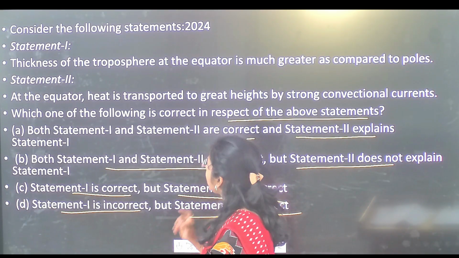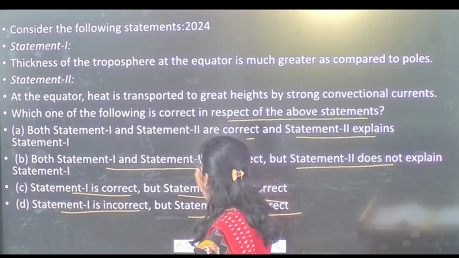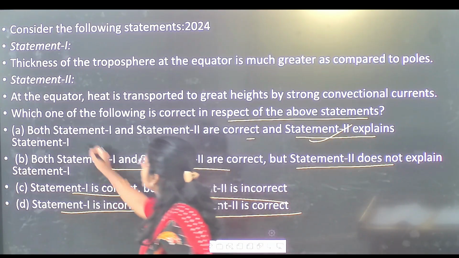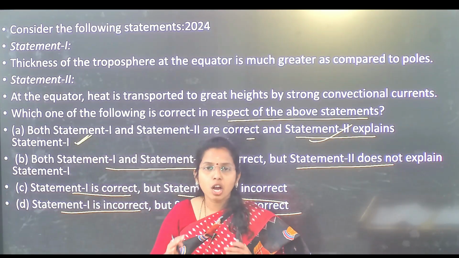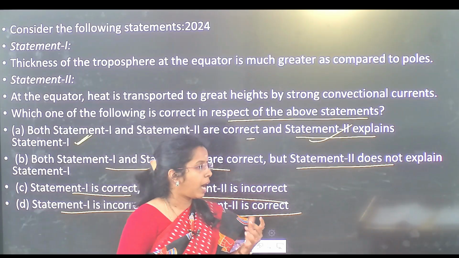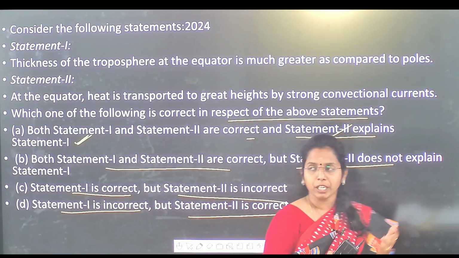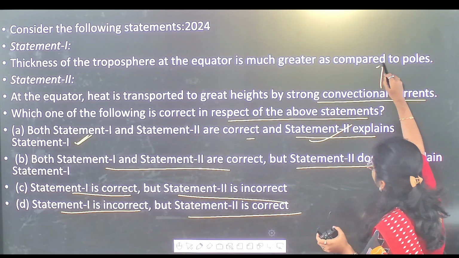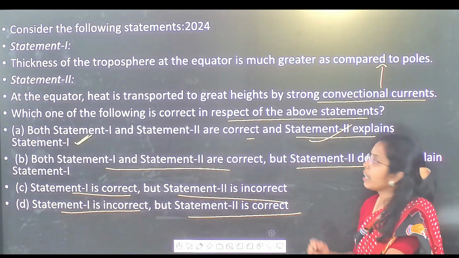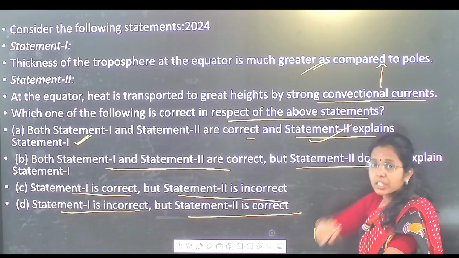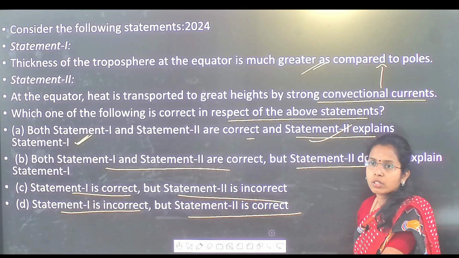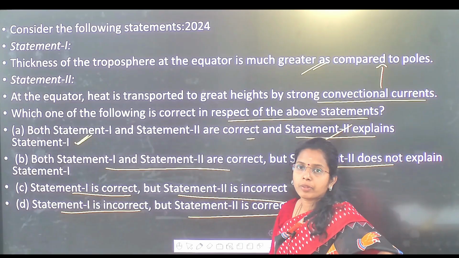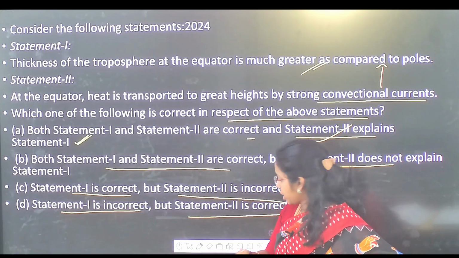In this question, yes, both statement 1 and 2 are correct, and statement 2 explains statement 1, because of the strong convectional currents, high evaporation, air rises, low pressure. You will see strong convectional currents. Because of these strong convectional currents, the thickness of the troposphere at the equator is much greater as compared to poles. You don't see strong convection at poles. Air sinks.